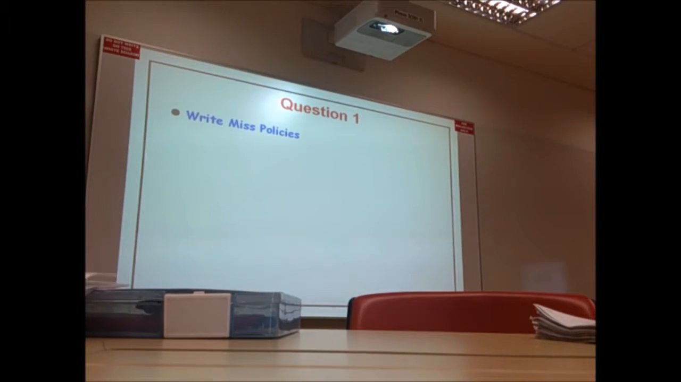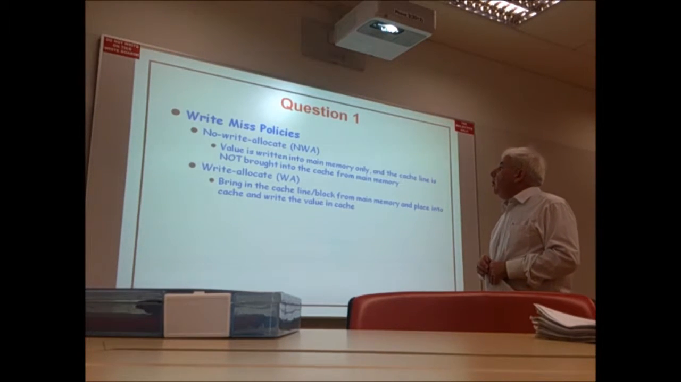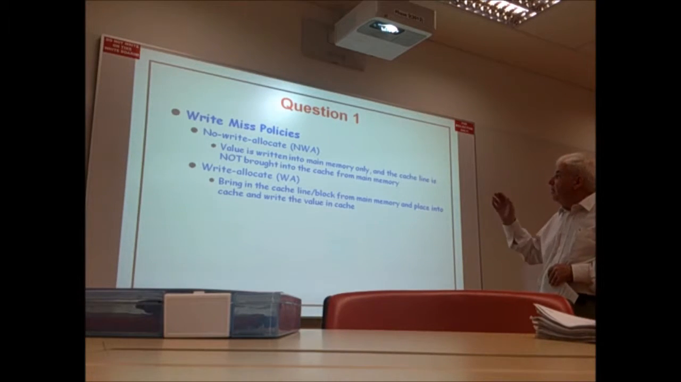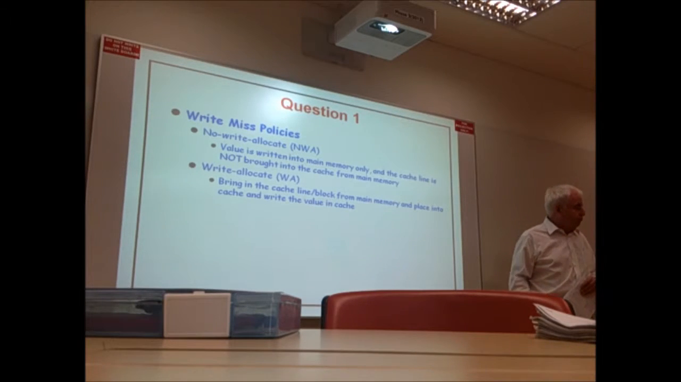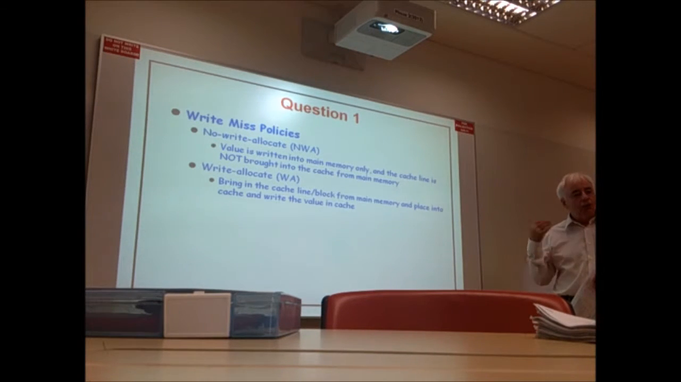So, in the question, it discusses two write miss policies. The first policy is that when you're writing to a location, then you write the value into the main memory only, and you don't bother bringing that value into the cache. Okay, so that's called no write allocate. So when you write, you just write to the main memory, and you don't bring it into the cache.